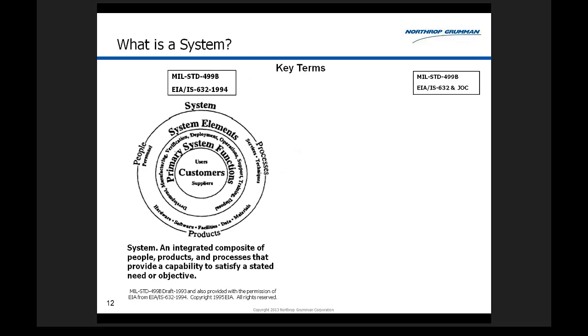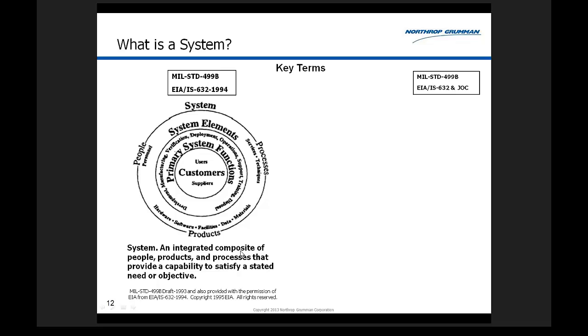The slide 12, what is a system? Well, from Mill Standard 499B, which was published as the Interim 632 in 1994, we have this circle chart. This is kind of a context chart, and we have definitions here of what a system is from these standards. And a system is an integrated composite of people, products, and processes that provide a capability to satisfy a stated need or objective. Okay. Now there's some nice integrated composite.